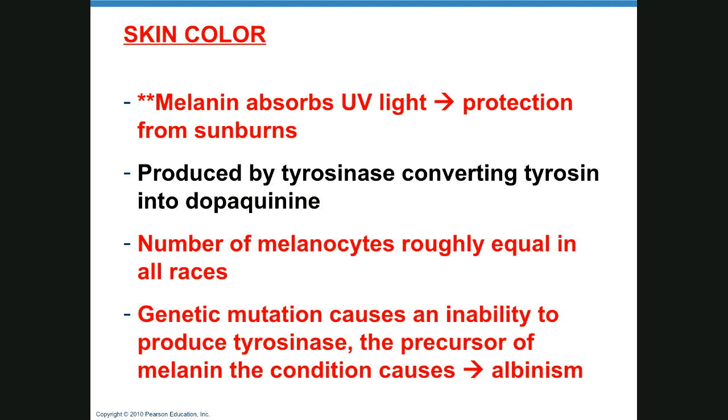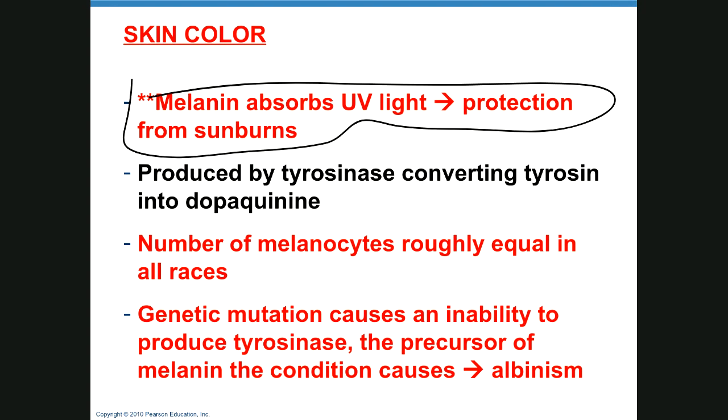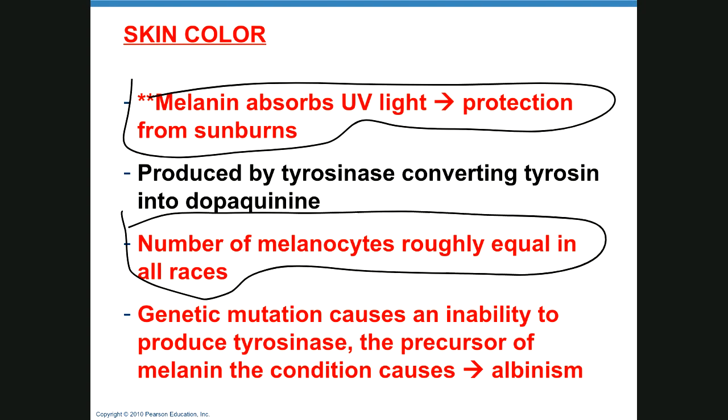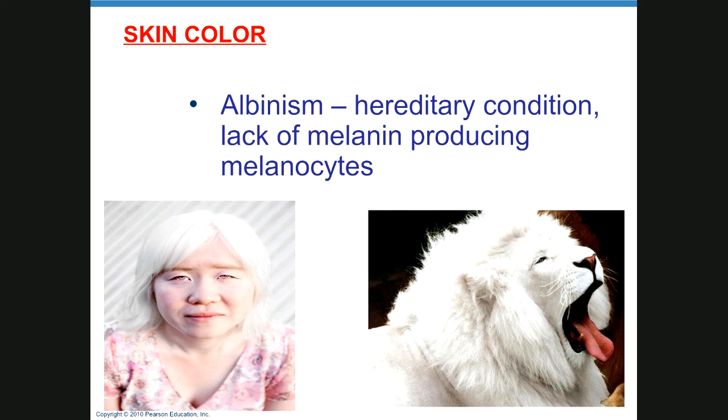Okay. Another point is that the number of melanocytes is roughly equal among all races. What changes is the ability of the melanocyte to produce melanin. So the darker the skin, the more active the melanocytes are in producing melanin. There is a genetic mutation that may occur in all races, in which the gene that produces the enzyme needed to make melanin is mutated, is damaged, so the person cannot produce melanin. The condition is called albinism, and you probably know what a person that suffers from this condition looks like.